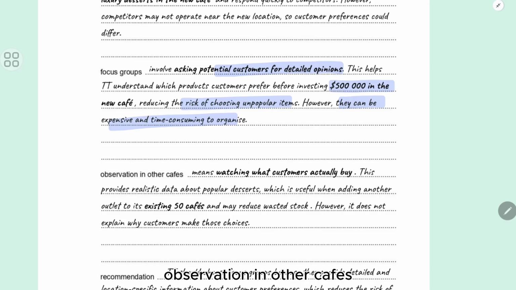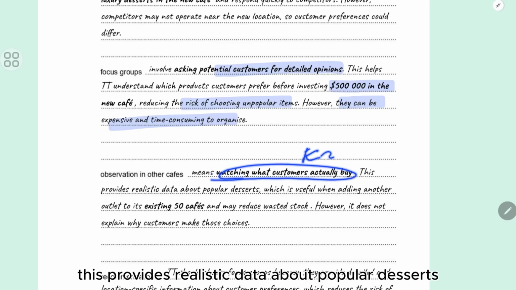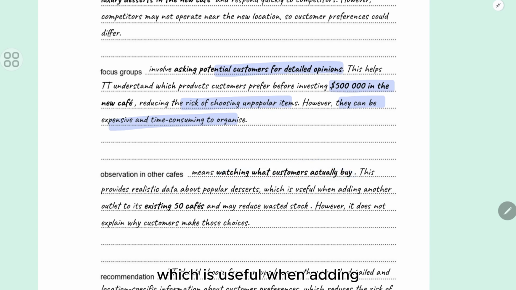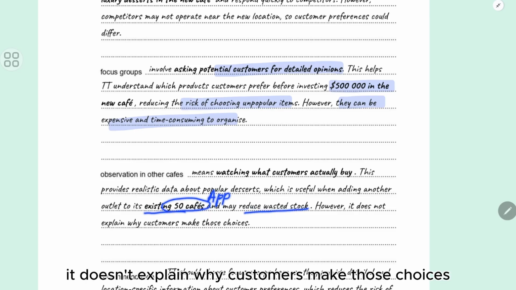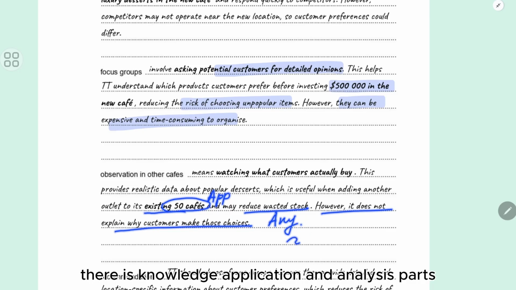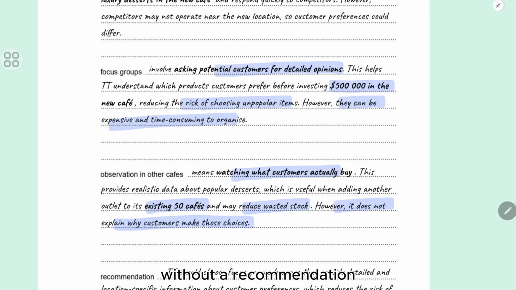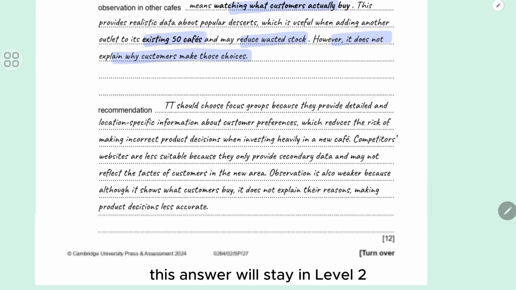Observation in other cafes means watching what customers actually buy. This provides realistic data about popular desserts, which is useful when adding another outlet to its existing 50 cafes, and may reduce wasted stock. However, it doesn't explain why customers make those choices. In this answer, again, there is knowledge, application, and analysis parts. All three methods have now been discussed with clear application and balanced analysis. Without a recommendation, this answer will stay in level 2.